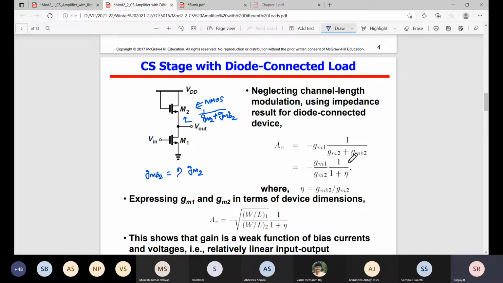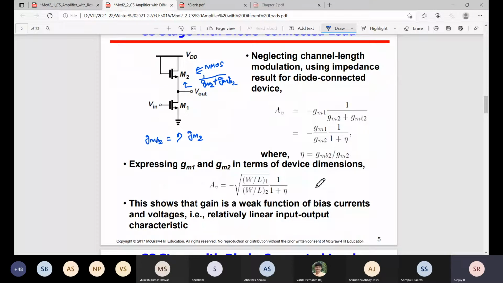So let's substitute here. Take the gm2 outside. So gm1 by gm2 into 1 by 1 plus eta. Eta is lesser than 1, and it is equal to gmb2 by gm2. Okay, so you know the gm expression. So what is the gm expression?